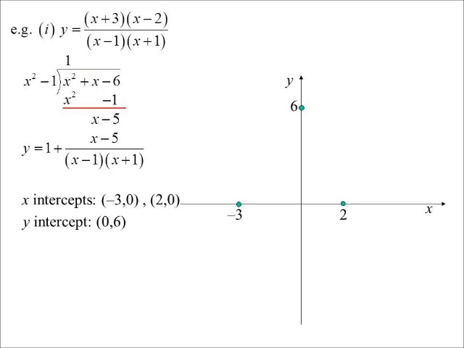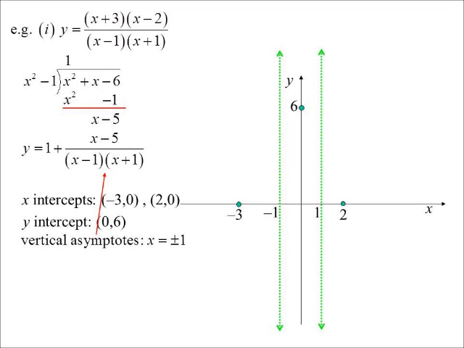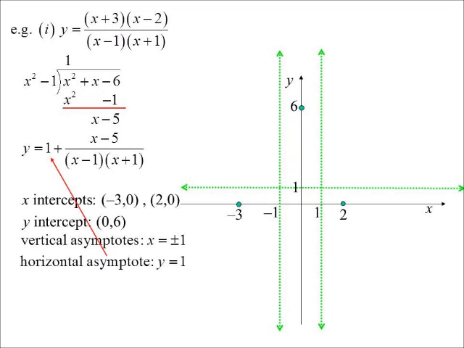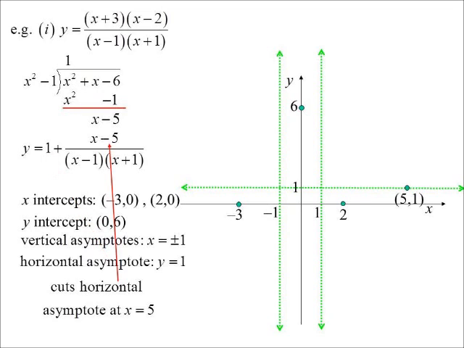Looking at the bottom of the fraction, I've got vertical asymptotes at plus or minus 1. So we'll just draw those in. There's a horizontal asymptote at y equals 1. But in this case, it will cut the horizontal asymptote at x equals 5. Because if you look at it, it is possible for this function to equal 1. So therefore, it must cut the horizontal asymptote over there at (5, 1).